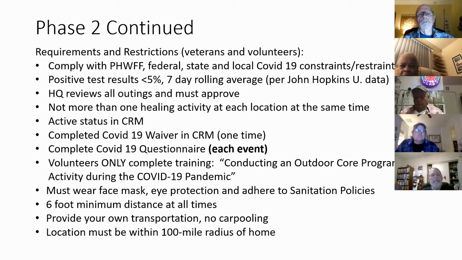Headquarters has to review all outings and must approve them in advance, and I'll go into that a little bit more later. Not more than one healing activity at each location at the same time. So in other words, they don't want 4 different groups of 2 people meeting at a lake at one time. They actually told us that the lake had to be closed to the public, which obviously was not going to happen. It's possible to have, for instance, one volunteer work with a vet in the morning, and then a different veteran in the afternoon at the same location. But you have to put in the start and the end time, and it is being reviewed very carefully, I'm told.